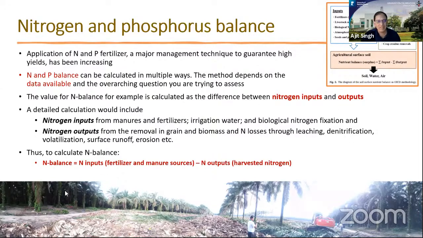But the main calculation is N input or P input through fertilizer and manures or N fixation, and output through harvested nitrogen or phosphorus, that through the harvest. So we harvest fruits and vegetables, the economic portion of the plant. So how much did we remove? And the residues. So what do we do with the residues? The residues are also harvested. So ideally, do we return it? If you return it, then you're adding nutrient to the soil. If you don't return it, if you burn it, then you're causing global warming and you are wasting your resources. The nutrients are being wasted. So these are some of the things that should be taken into consideration.